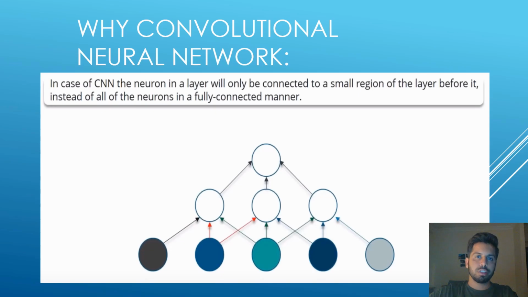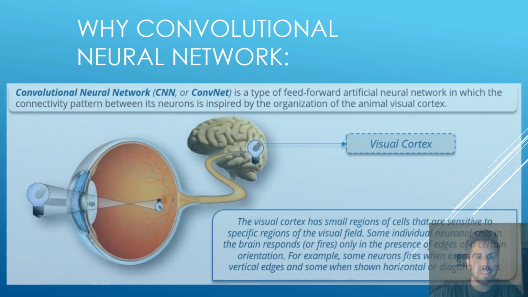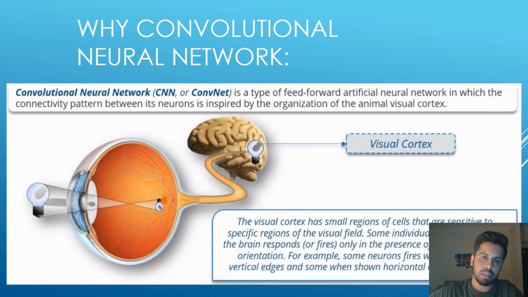This is where convolutional neural networks come in. The idea is for each neuron to be connected to fewer neurons in the previous layer, and hence reducing the number of computations and the number of neurons required. And this idea is actually inspired by the visual cortex of human brains, and what happens is that different parts of the brain are activated by different signals. Some are activated by edges, some are activated by curves, some are activated by diagonal edges.